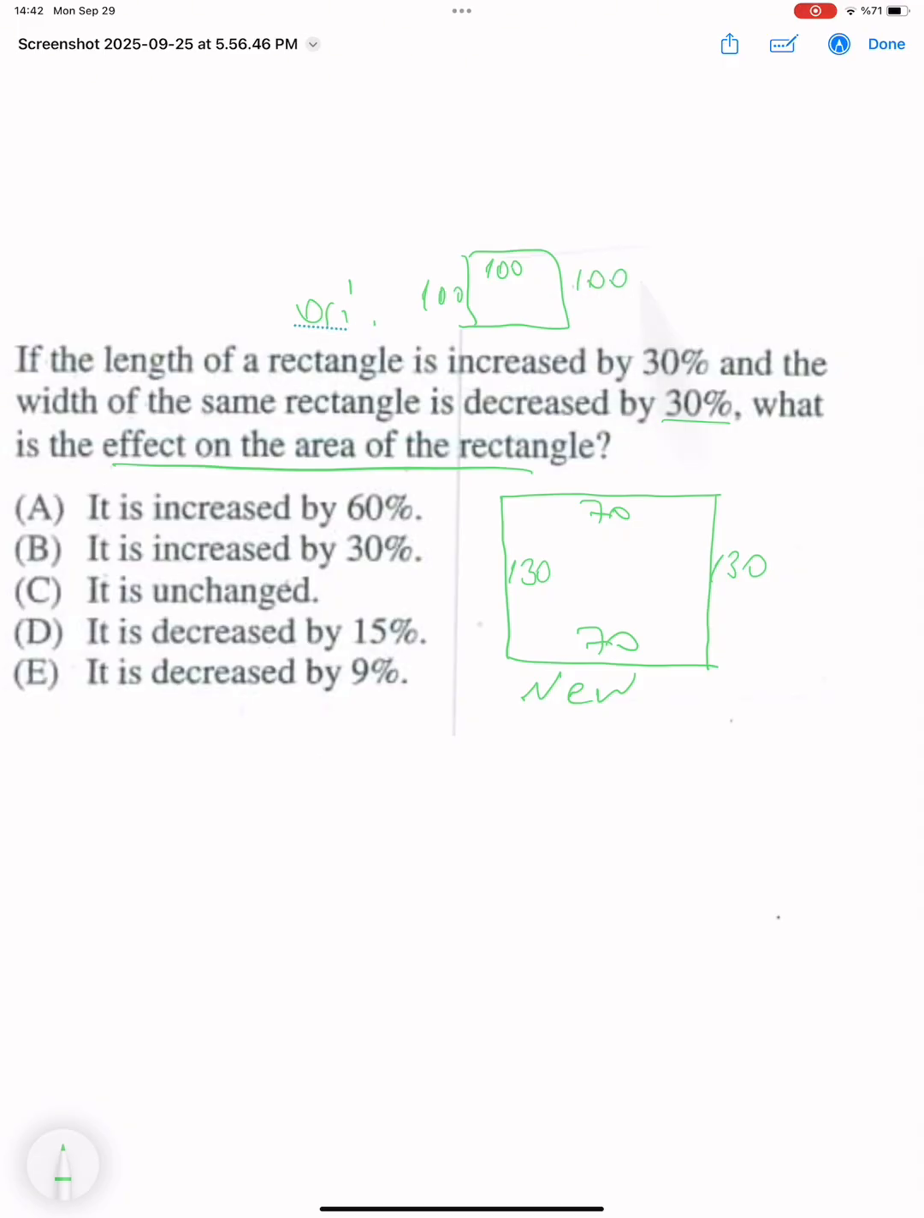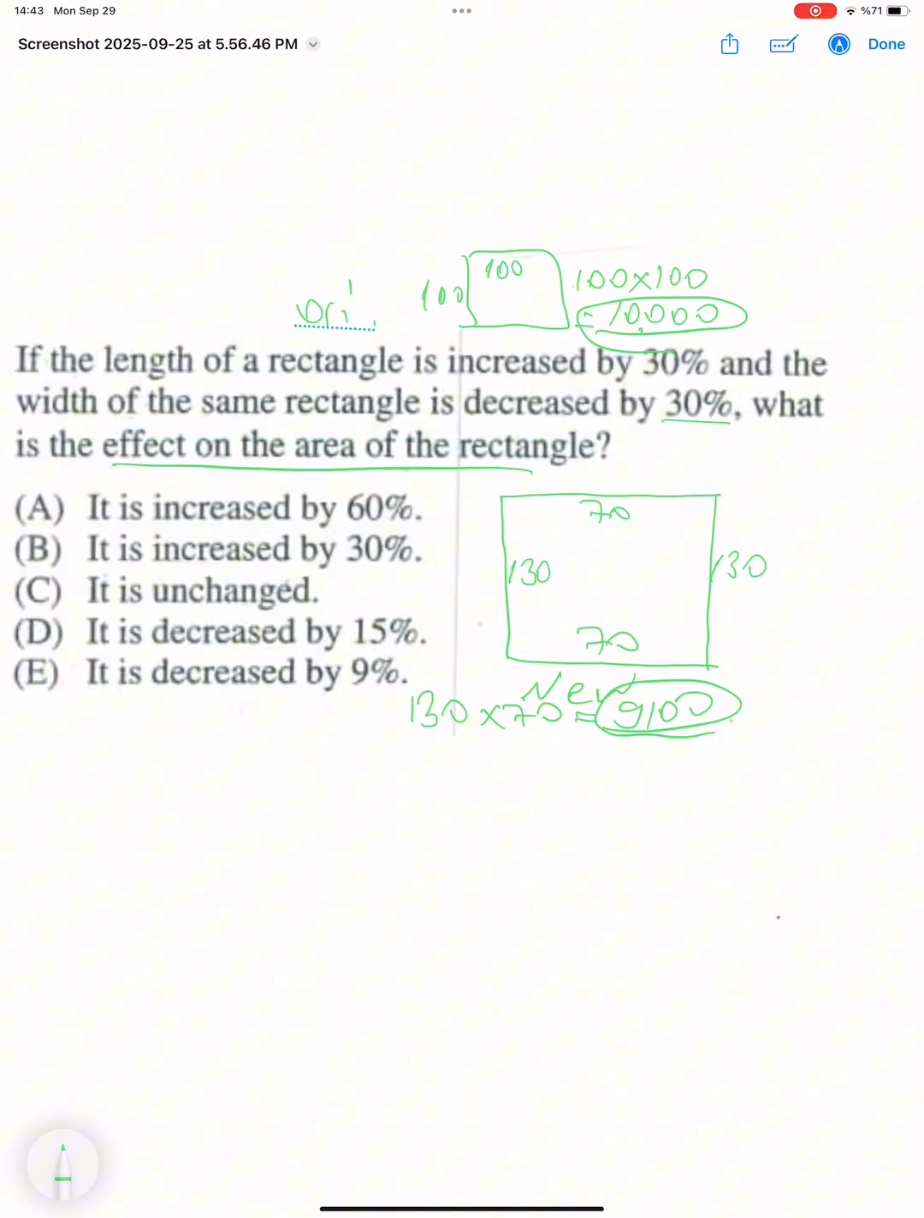What is the area of the original one? It is 100 times 100, 10,000. What is the new rectangle's area? It is 130 times 70, which is 9,100. So original was 10,000 and the new one is 9,100. So it decreased actually.